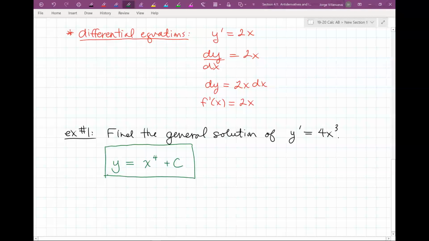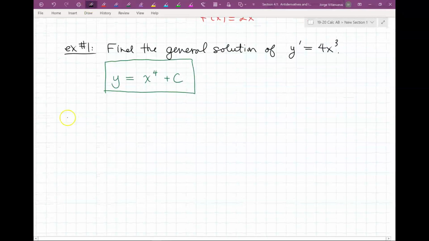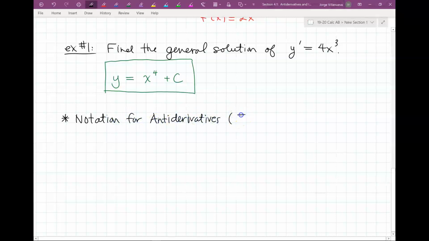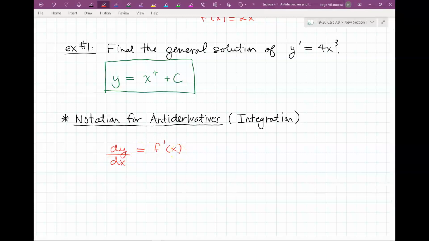So there you go. Let's talk about the notation. What does this look like normally? Notation for antiderivatives, or you could say integration. Again, I say integration; sometimes the book will say antiderivatives. Interchangeable, it's up to you. So this is what it looks like. You normally start off with a function dy dx equal to f of x. We're just going to build it. Now, what I'm going to do is transfer the dx over. So dy equals f of x dx.